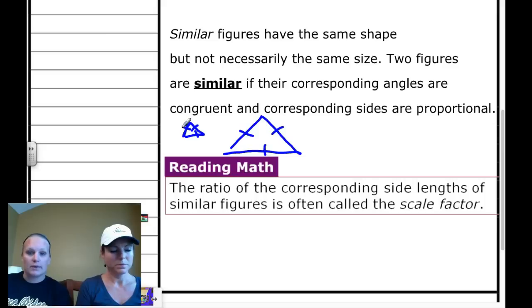So the ratio of the corresponding sides of similar figures is often called scale factor. So scale factor, again, is just what we have to do so that we can compare them. Should we go on to our example? Yeah.